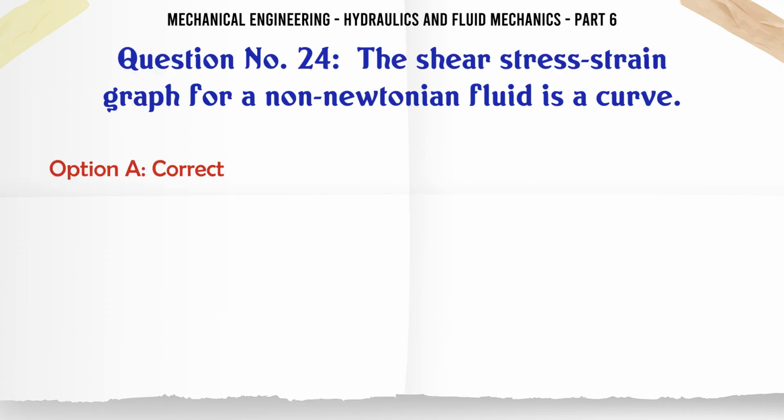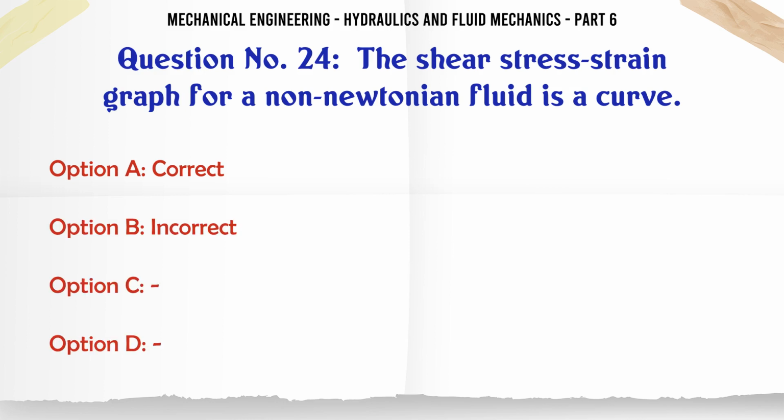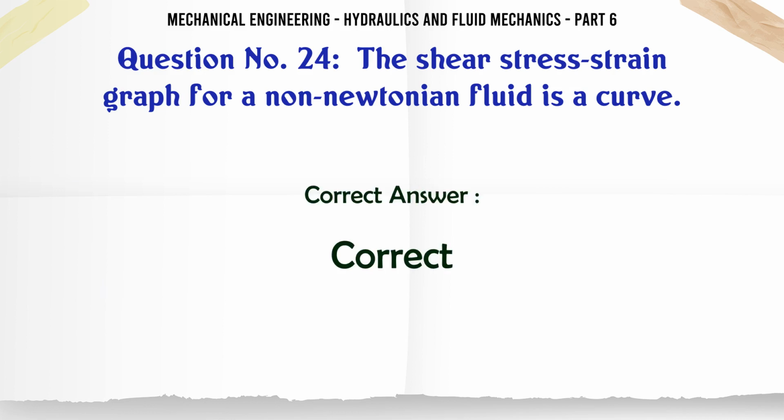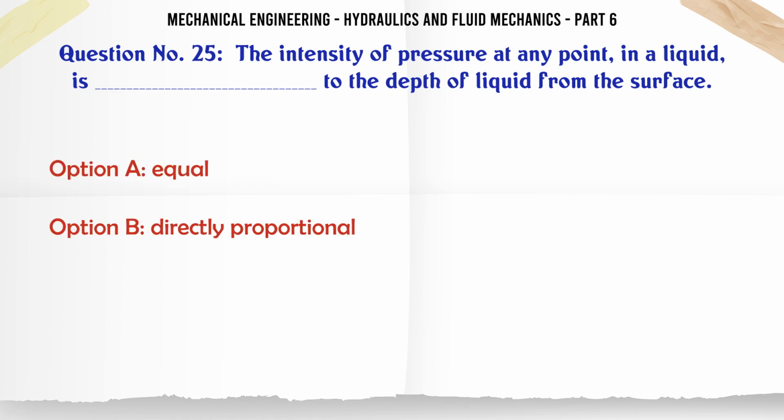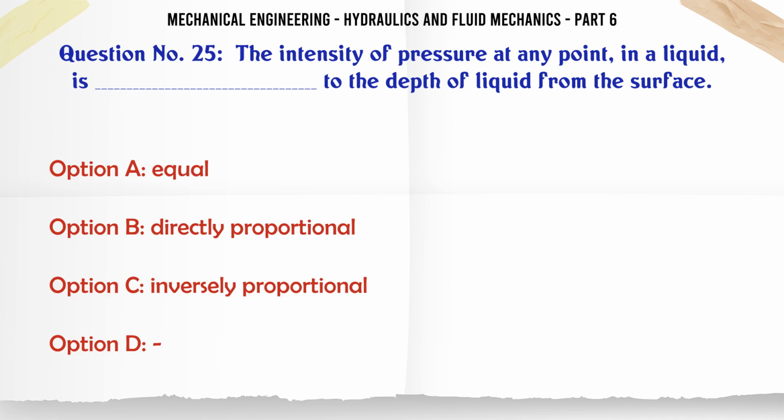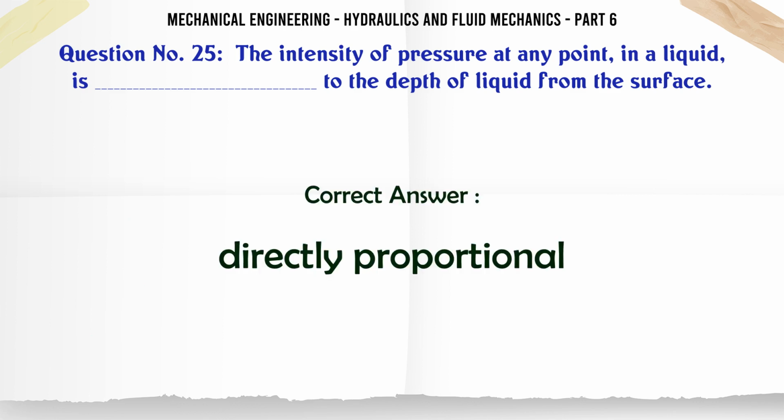The shear stress strain graph for a non-Newtonian fluid is a curve. A correct, B incorrect. The correct answer is correct. The intensity of pressure at any point in a liquid is to the depth of liquid from the surface. A equal, B directly proportional, C inversely proportional. The correct answer is directly proportional.